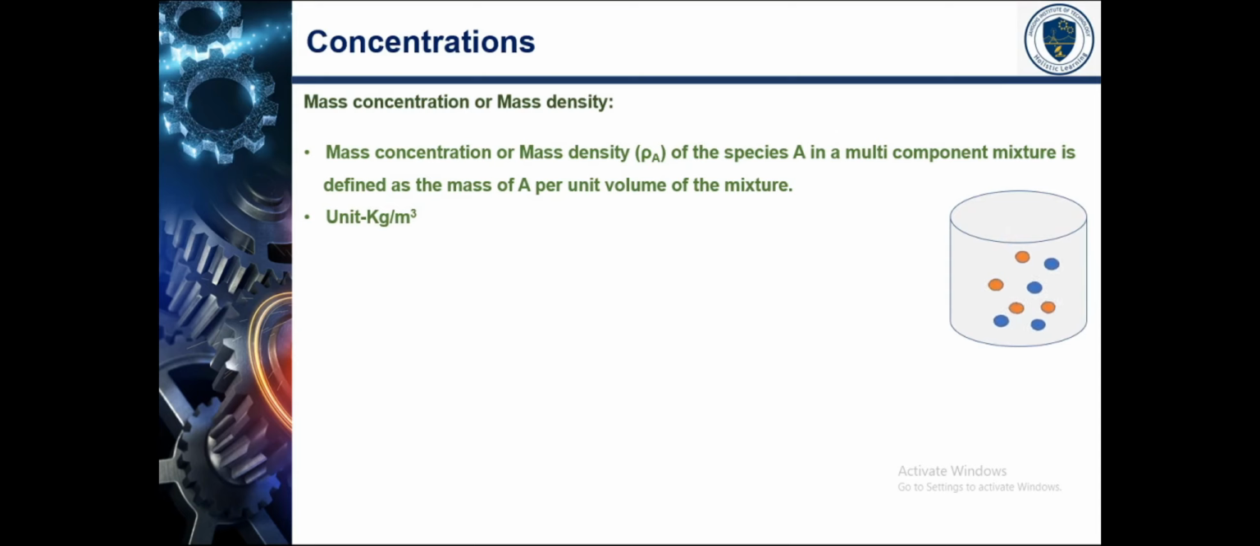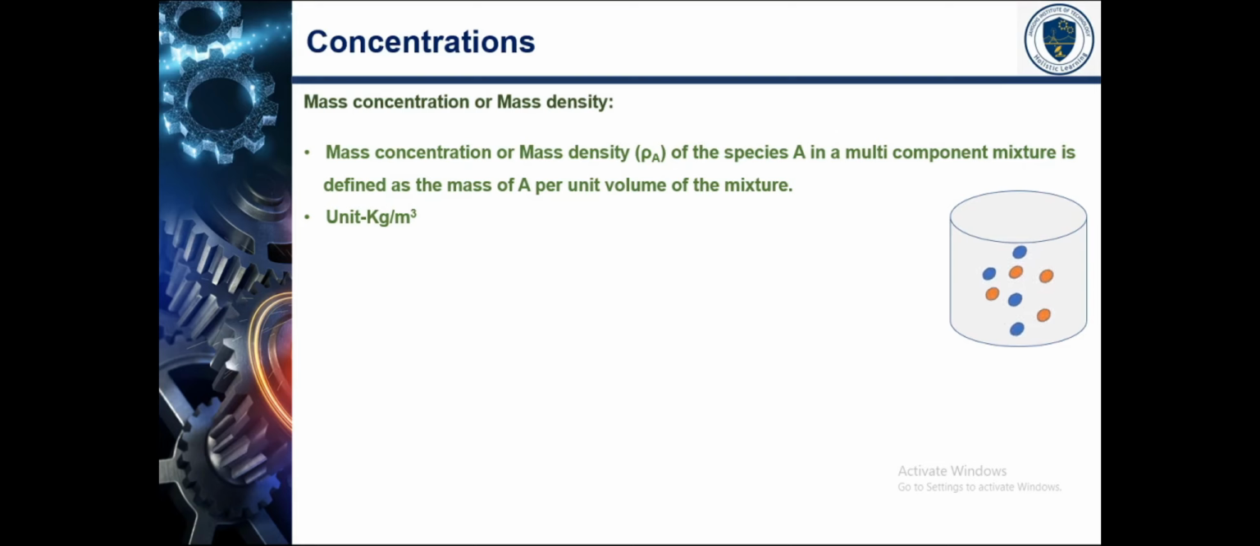Now what does the mass density of species A mean? It is defined as the mass of the species A per unit volume of the mixture. So that is called mass density of species A. In the same way, what does mass density of component B mean? That is mass of species B per unit volume of the mixture. The unit for the mass concentration is kilogram per meter cube.